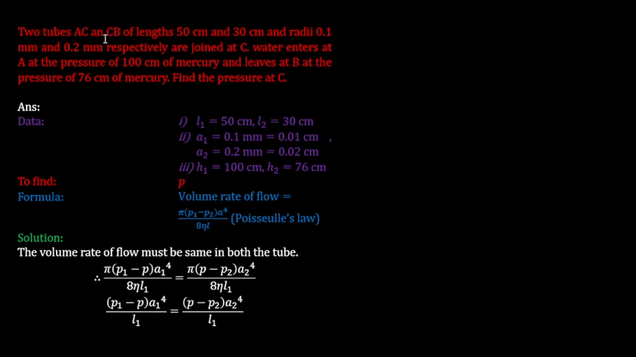Two tubes AC and CB of length 50 and 30 and radii 0.1 and 0.2 are joined at C. Water enters at A at the pressure of 100 centimeter of mercury and leaves at B at the pressure of 76 centimeter of mercury. Find the pressure at C.